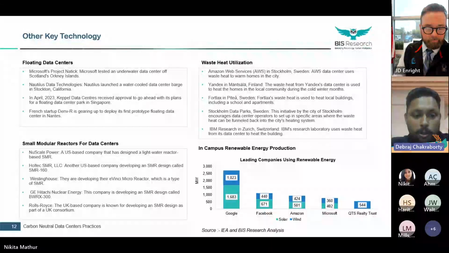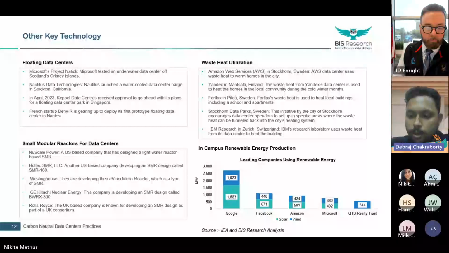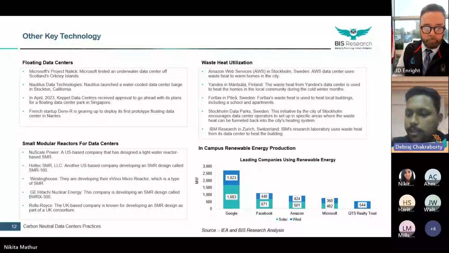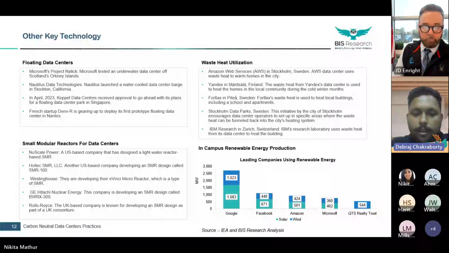Then the interesting one, small modular reactors for data centers. There are not many companies available right now. The two primary companies that are doing great with respect to data centers are NuScale Power and Holtec SMR. Holtec SMR is trying to develop a molten salt reactor for data center and industrial applications. We are yet to see the commercialized product.